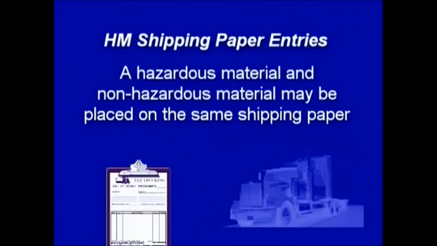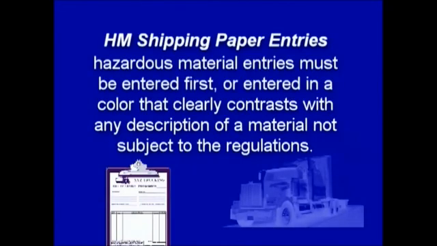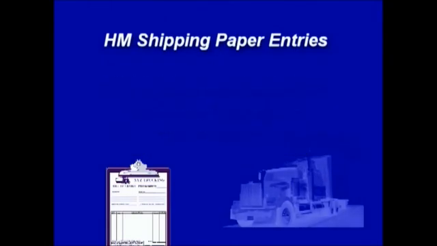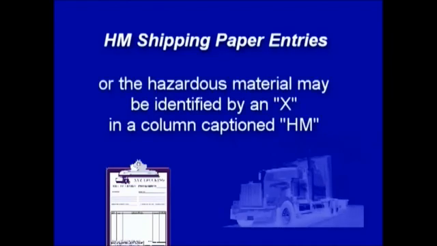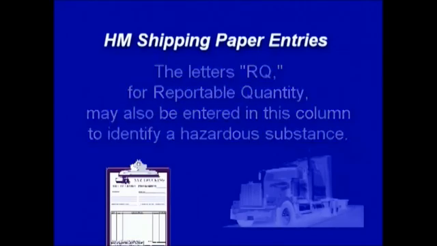A hazardous material and non-hazardous material may be placed on the same shipping paper. However, the hazardous material entries must be entered first, or entered in a color that clearly contrasts with any description of a material not subject to the regulations. Highlighting is authorized on reproduced copies of a shipping paper, or the hazardous materials may be identified by an X in a column captioned HM. The letters RQ for reportable quantity may also be entered in this column to identify a hazardous substance.